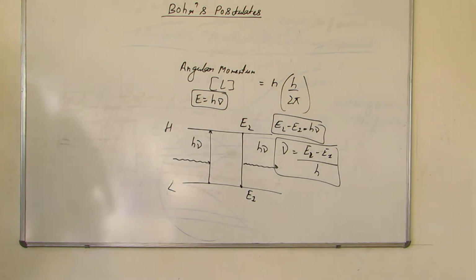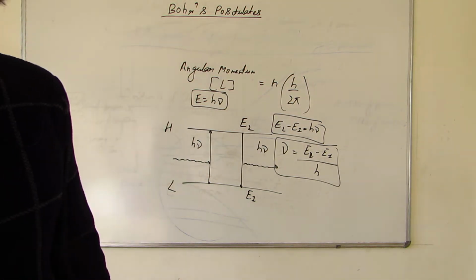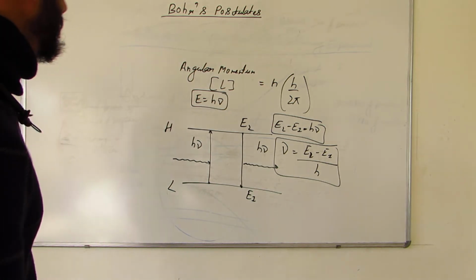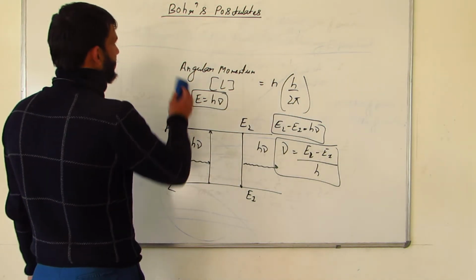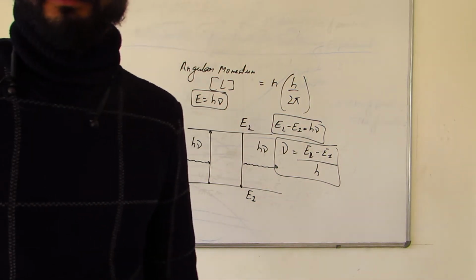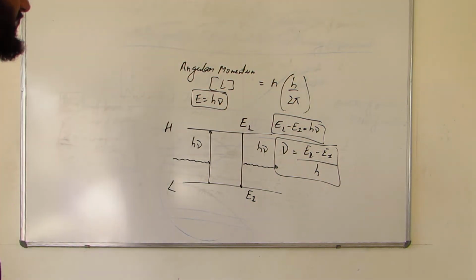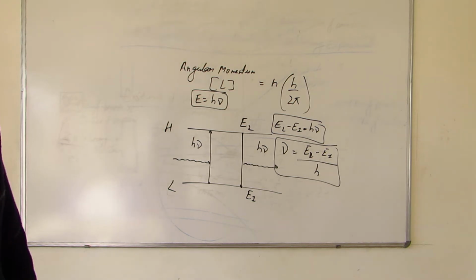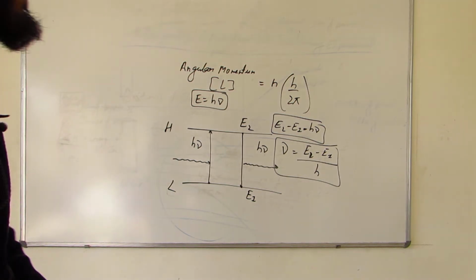Now Bohr applied his theory to the simplest atom of all. Now you have to make a guess which atom it could be. The simplest atom of all is the hydrogen atom. So basically he applied his theory to the hydrogen atom.